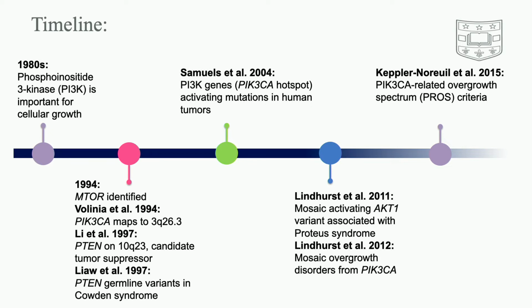So watch that. I don't get any proceeds from Radiolab. But the PIK3CA mutation was actually discovered as a hotspot in a lot of adult cancers, especially breast cancers, about 2004.